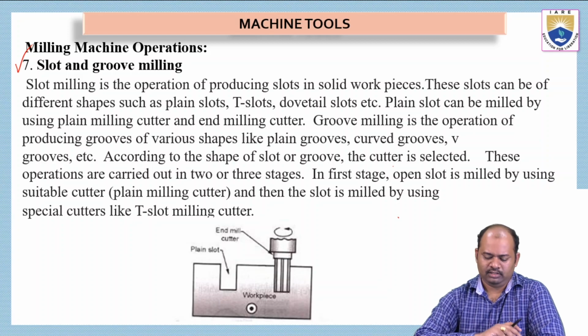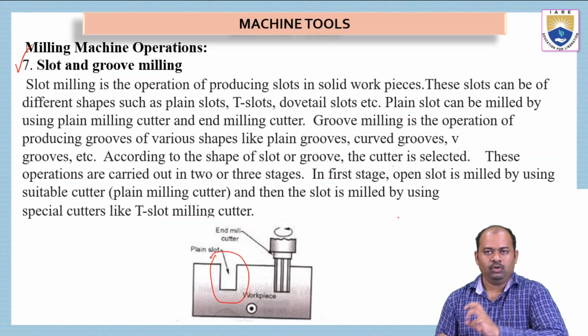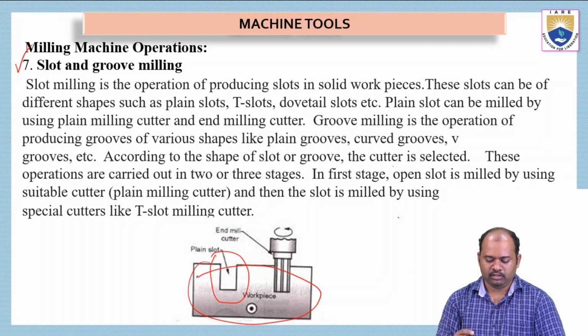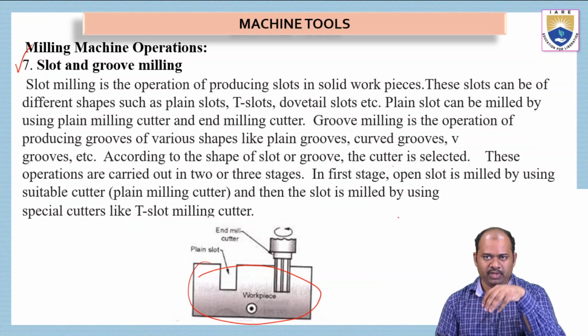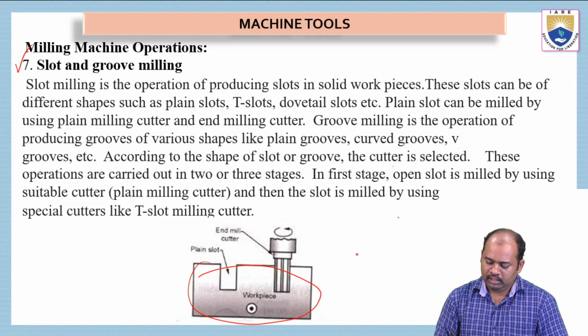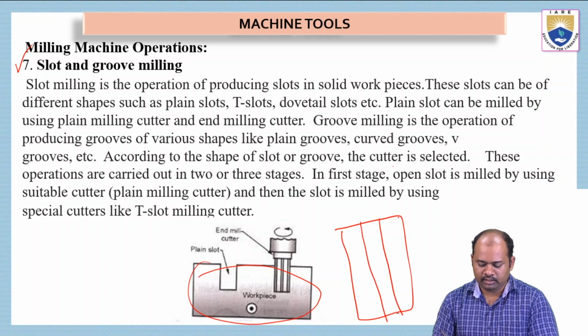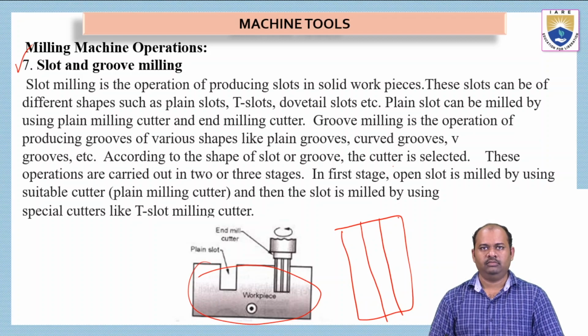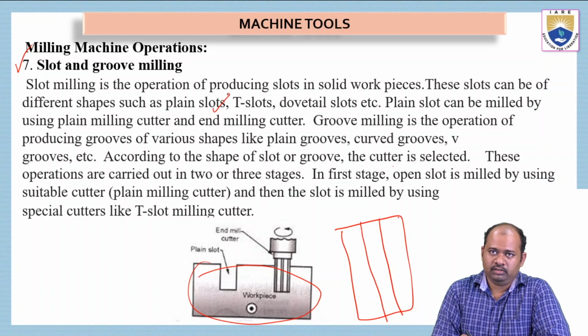Okay, we can see in the picture, this is a plain slot. So we have a workpiece, and in the workpiece, we can actually make slots. Okay, we can actually make grooves. Suppose if this is the length of the workpiece, we can create a slot like this. We can create a slot through the length of the workpiece by using this slot or groove milling machine. Now see here, this is mostly used to make plain slots, T-slots, dovetail slots also.